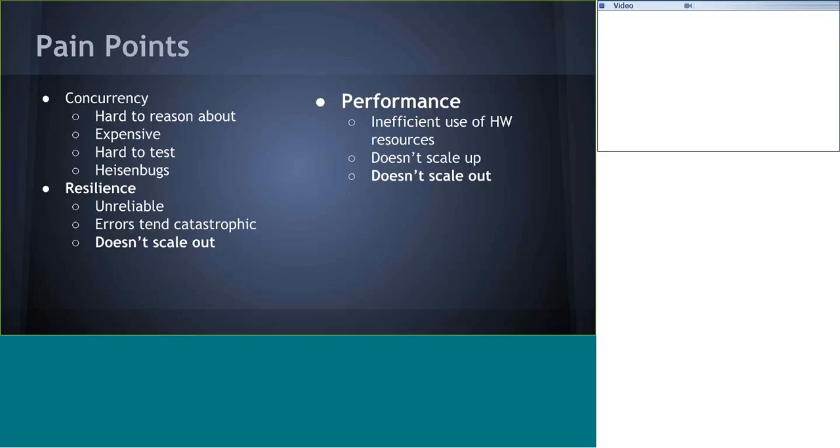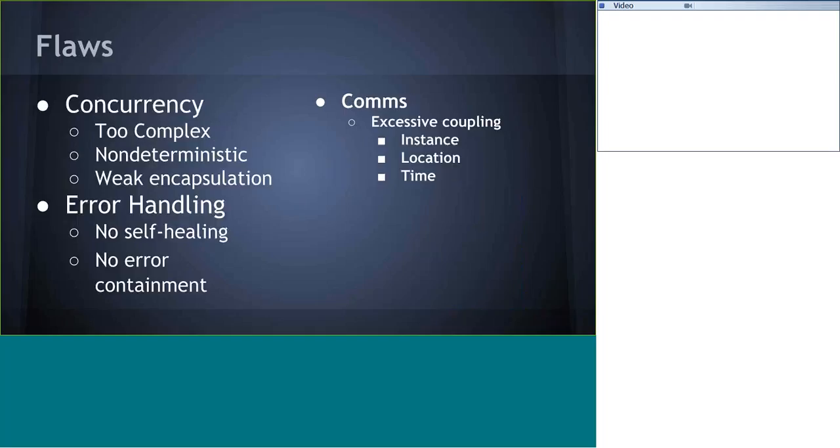So the pain point here is that it doesn't scale out. It doesn't scale out to multiple machines very easily. And the underlying flaw of the model is that there's too much coupling. There's coupling on the instance: you know what instance you're calling that method on. There's coupling on the location: you know that the instance you're calling is running locally within your process. And there's coupling in time: I'm going to call the synchronous method, so it has to execute right now. You can't do it at some later time. I'm going to wait.